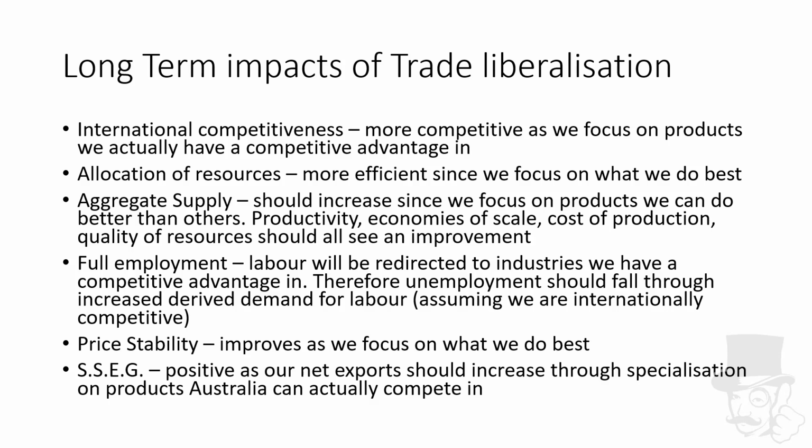Full employment, yes, at the start unemployment levels increase, but because we're focusing on stuff we have a competitive advantage in, we should see the derived demand for labour climb, and therefore unemployment levels fall off as international competitiveness increases. Price stability should also increase because now we're working to sell our goods at a cheaper price, which reduces the general prices of goods and services. And strong sustainable economic growth should increase because net exports should increase through the specialisation of Australian products that can actually compete on the international stage, which increases our GDP.